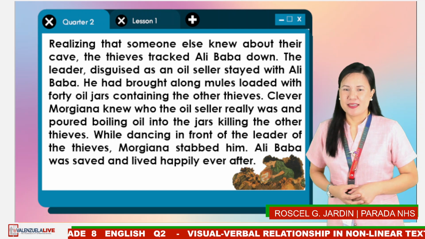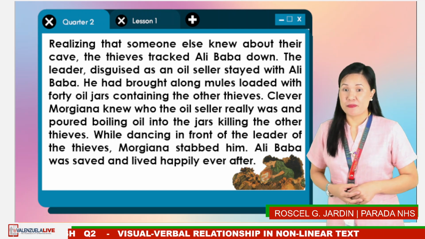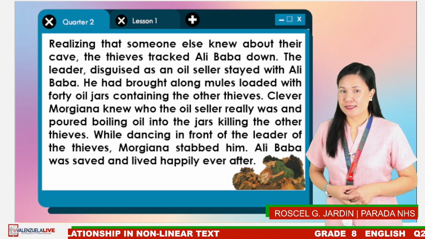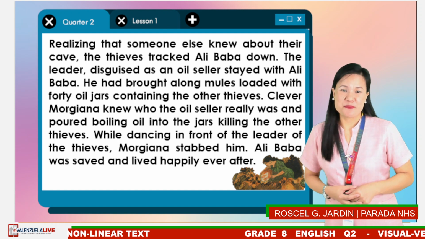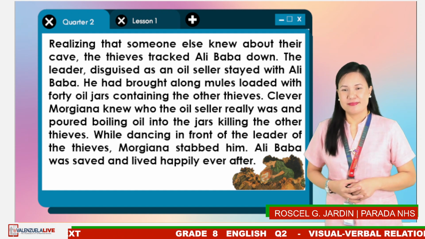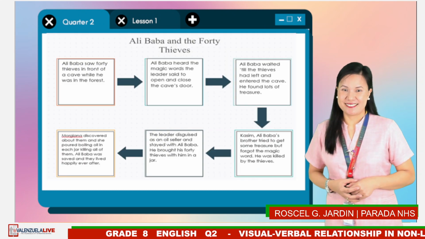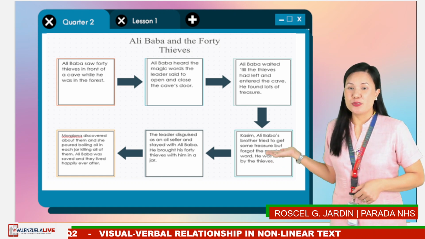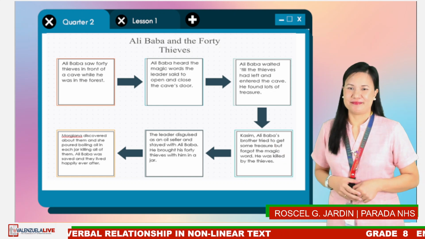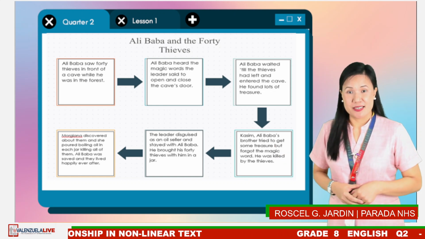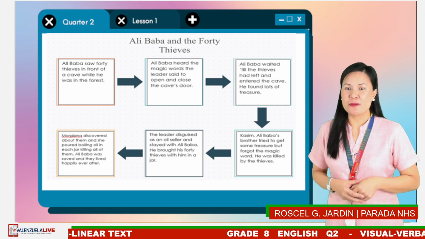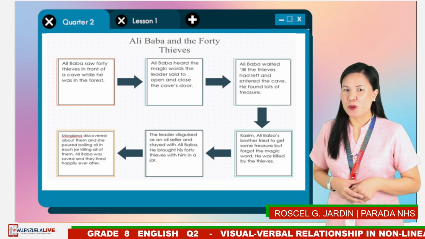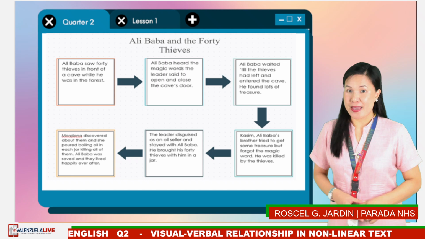As you can see, this text shows a series of events. Can you think of a nonlinear text appropriate to use in this kind of text? Are you thinking of a graphic organizer for this? A flowchart, perhaps. Then, you are right. Take a look at the story presented using a flowchart. This flowchart shows the sequential order of events that took place in the story. Here, you can easily identify what happened before and after an event.